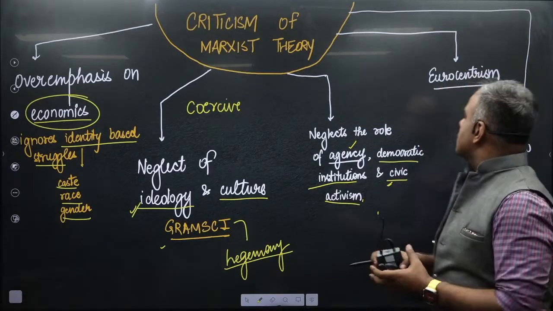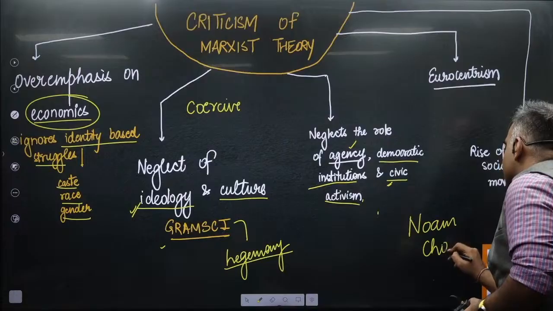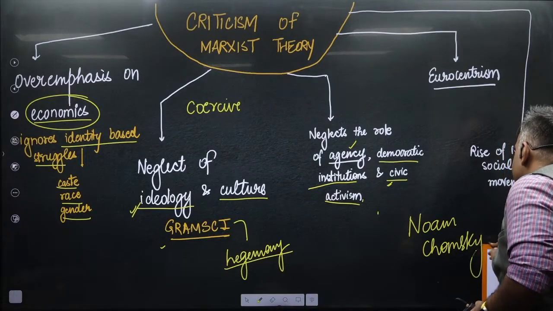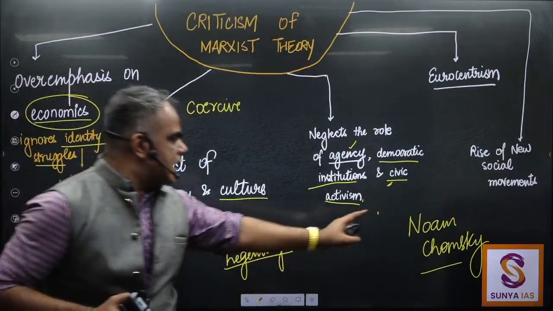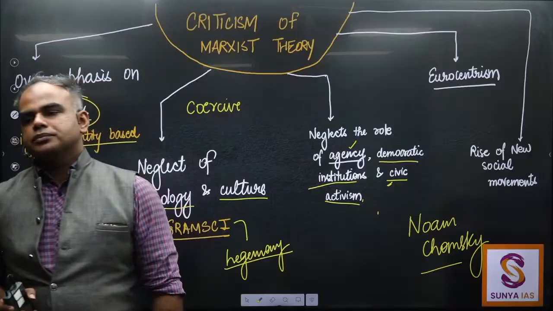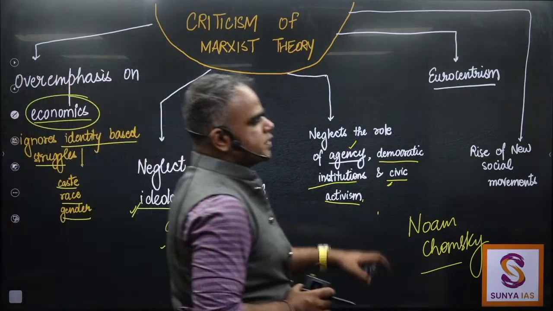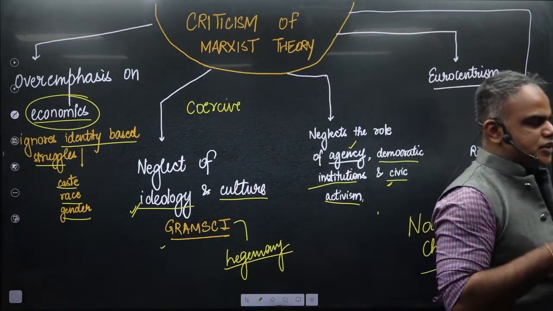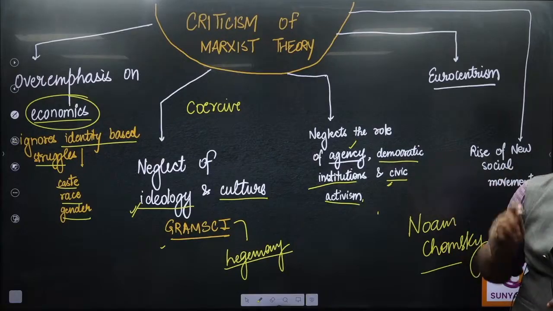In your margins also write down the name of a person: Noam Chomsky. When we talk about hegemony and ideology, I'll again tell you how he also talks about how consent is manufactured. Noam Chomsky. But write just that in the margins, you will again see that. I'll talk to you about him. That is one point that we wrote.